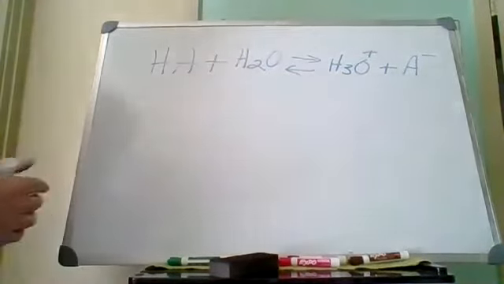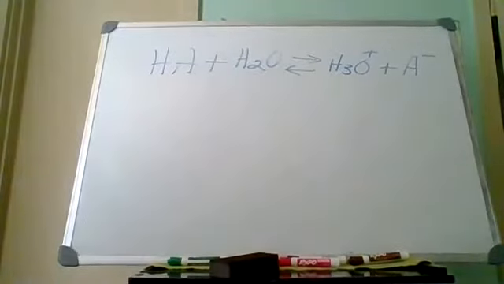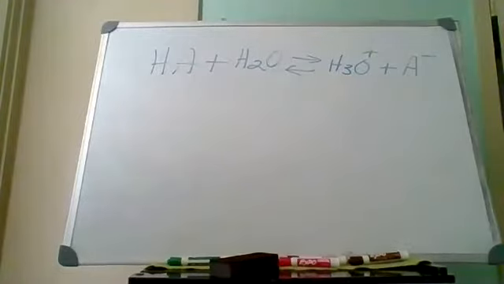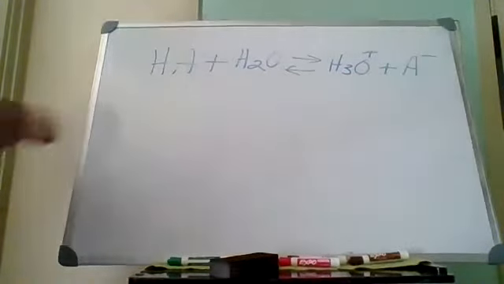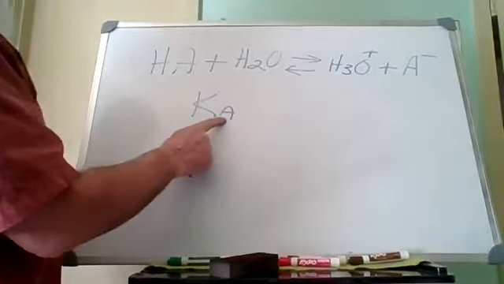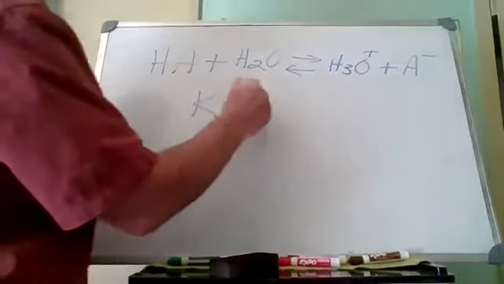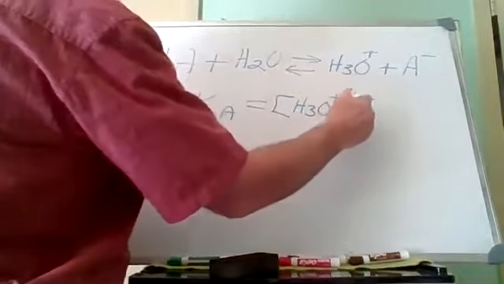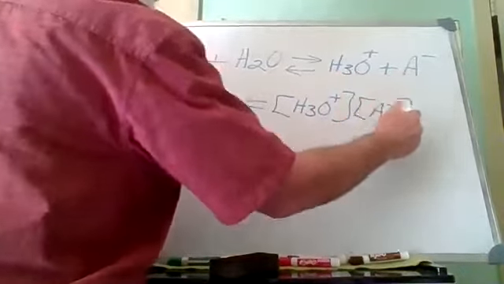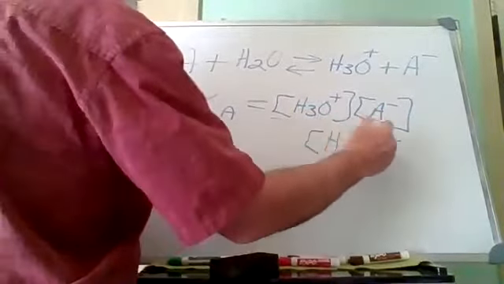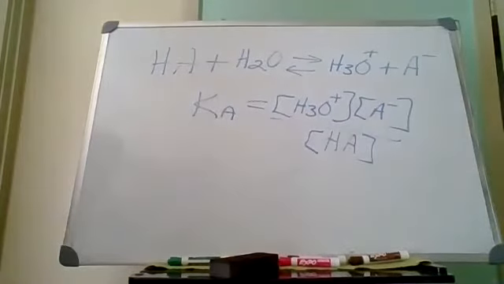So we should be able to write an equilibrium constant for this process. How could we write an equilibrium constant here? The acid dissociation constant, so instead of using Kc, we're going to use Ka for acid, simply equal to products over reactants. And remember, we leave out the H2O. Okay, so there's the equilibrium constant for the dissociation of a weak acid.